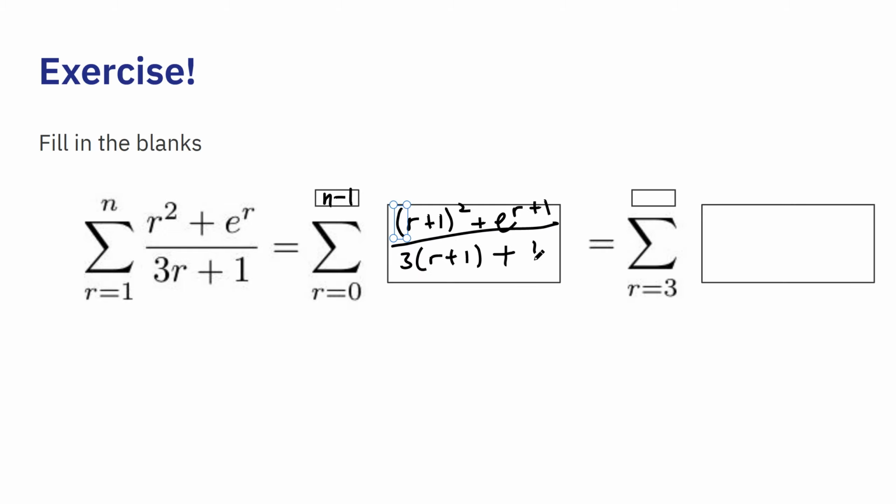And this is our answer, and of course we can simplify the bottom, but that's not too important for now. And as for r equals 3, now we are substituting all the r's with r minus 2. For example, the first term, we want to get 1 squared, right? So we will take 3, subtract 2, and get 1 squared. And we'll end at n plus 2, so it would be r minus 2 squared plus e to the power of r minus 2 over 3 times r minus 2 plus 1. And of course, we can simplify the bottom as well.